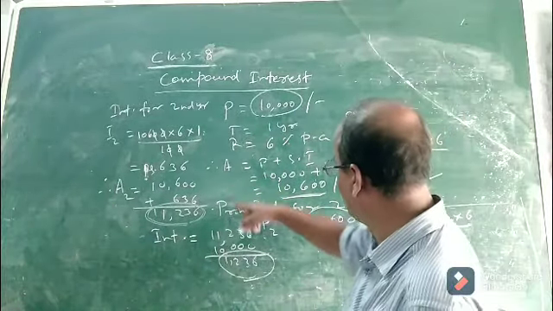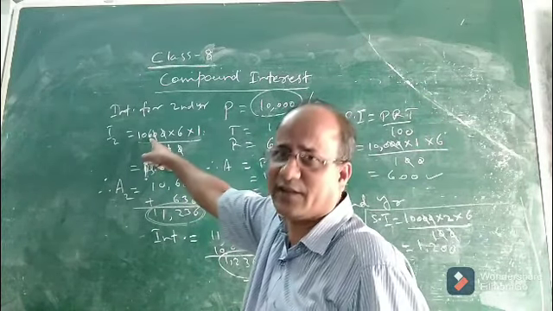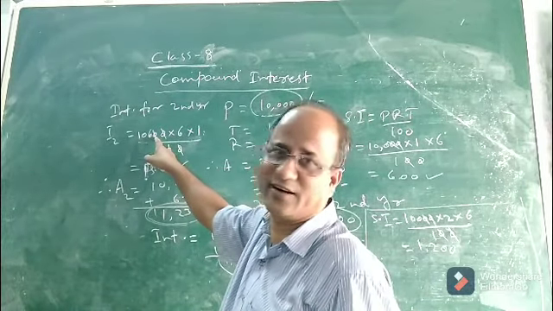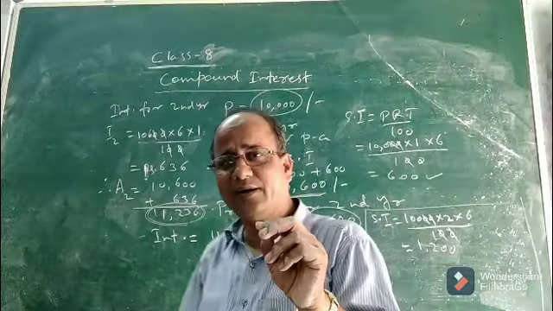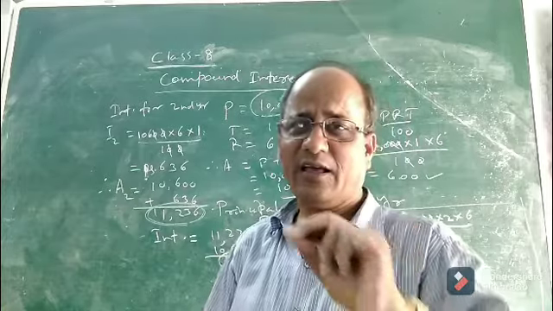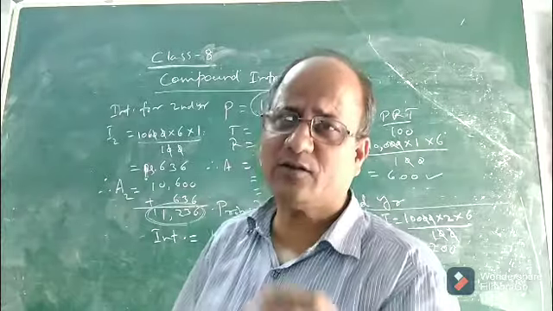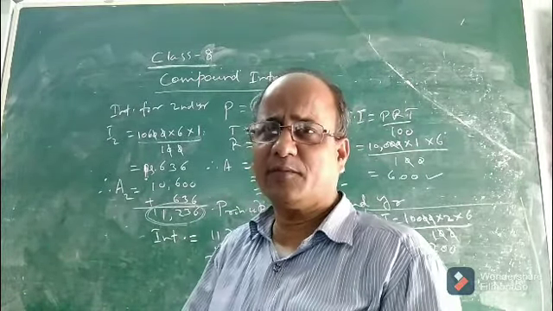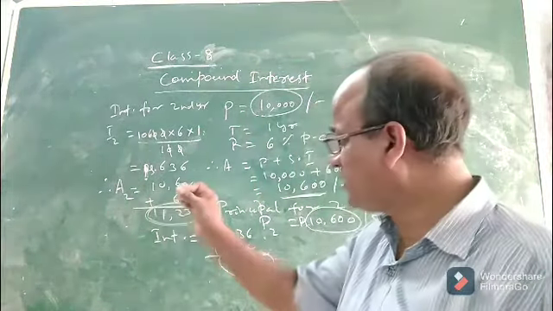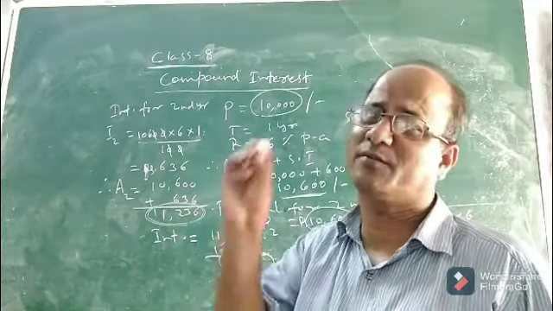You see, the first year the principal was 10,000, but when we calculated the interest for the second year, what is the principal or the sum? It is 10,600, not 10,000. That means in compound interest, the principal or the sum changes every year. Every year you have to calculate the interest and add it to the principal. Whatever amount is obtained will be the principal for the next year. So every year the principal changes in compound interest, but in simple interest it does not change. It remains the same.